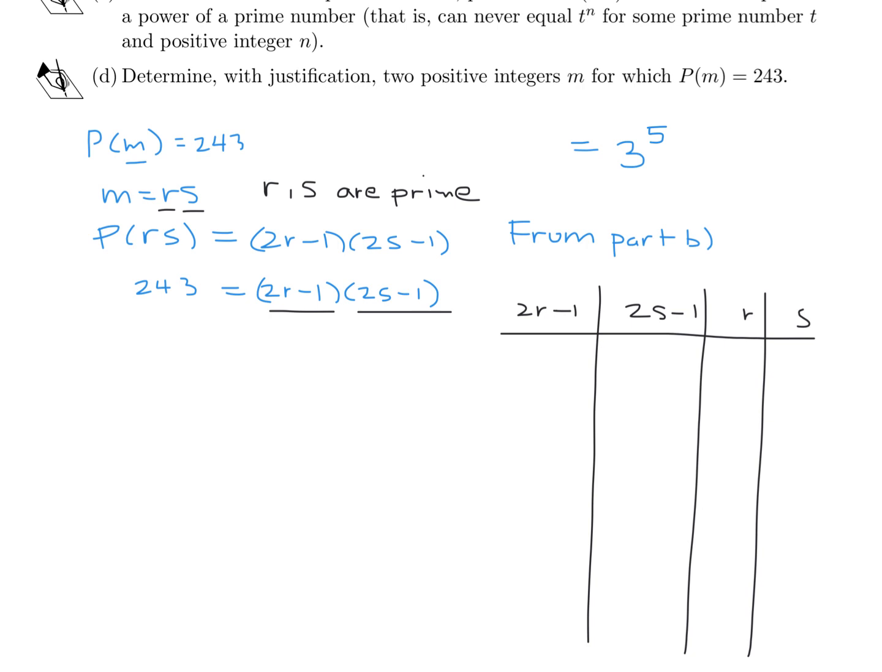Okay, so that means that these two guys have to eventually be prime. Not this and this, but those two, R and S, have to be prime. All right, so let's first figure this out. There's lots of combinations, but I'm just going to write a couple.